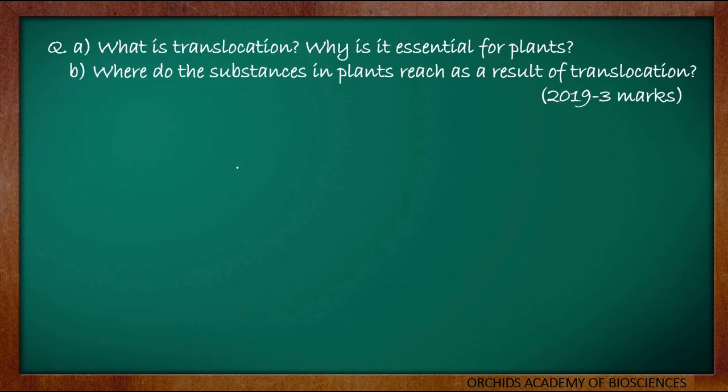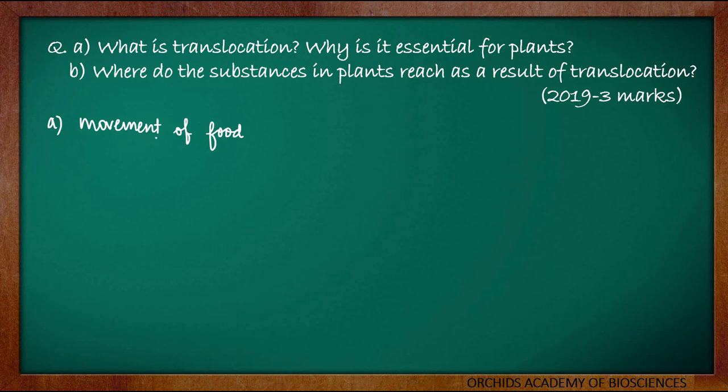Moving on to the next question, what is translocation, why is it essential for plants, and where do the substances in plant reach as a result of translocation? This was again a 3-mark question from 2019. What is translocation? We know that translocation is the movement of food from the leaves to various parts of the plant, or we can say movement of the photosynthetic product to the required parts of the plant.